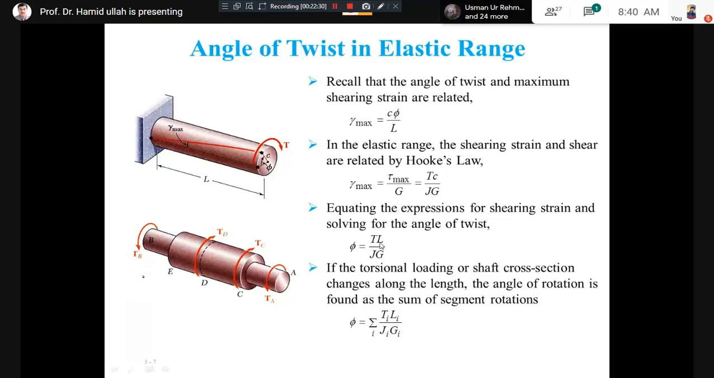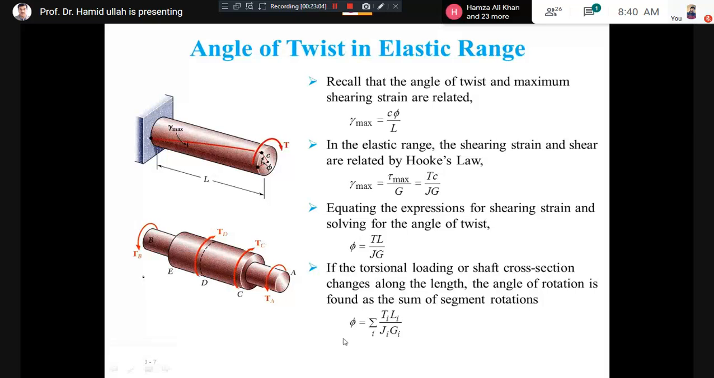Second, here is J. What is J? This is the polar moment of inertia. We have said it depends upon the diameter, so when the diameter is changing, J will be changing. So you apply this formula to each section of the given shaft, and then you sum up the angles for the whole shaft to get the overall angle. Let's say this is angle 1, angle 2, and angle 3. So the total will be angle 1 plus angle 2 plus angle 3.